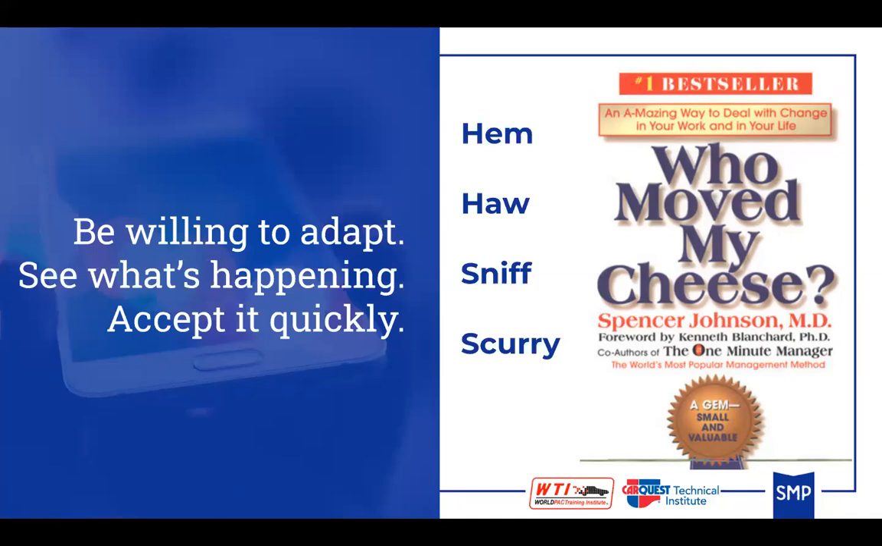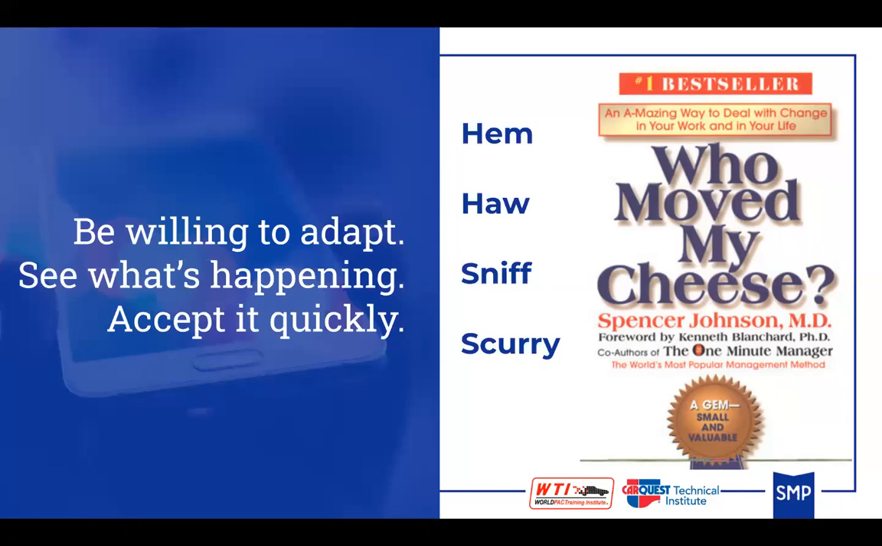There are 4 characters in this book: Hem, Haw, Sniff, and Scurry. They're mice, living their life, running through this cheese maze. They find their cheese and they eat their cheese. But 2 of them start noticing changes coming. They see their cheese pile getting smaller and smaller. Those 2 mice say, we're going to need to find some new cheese.